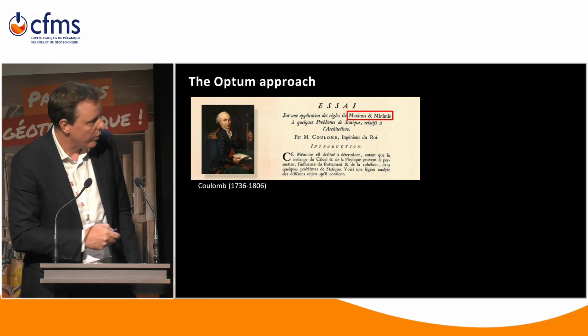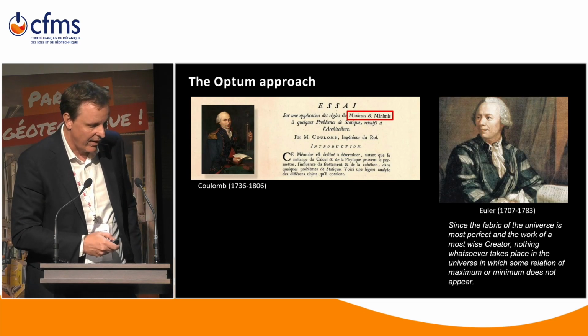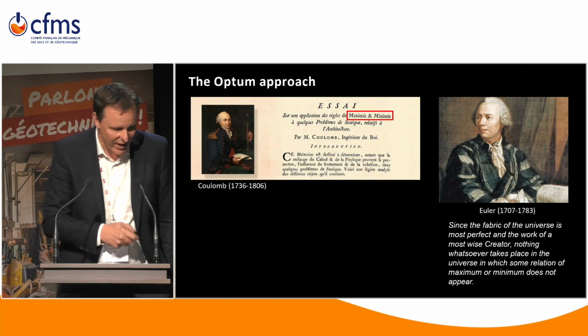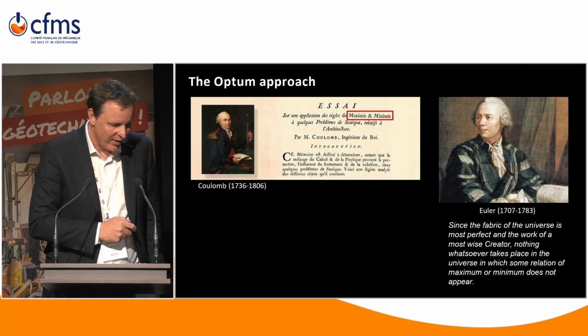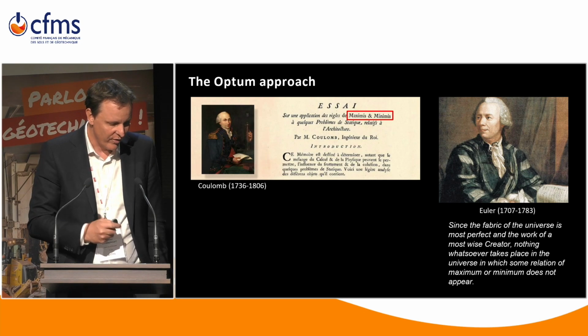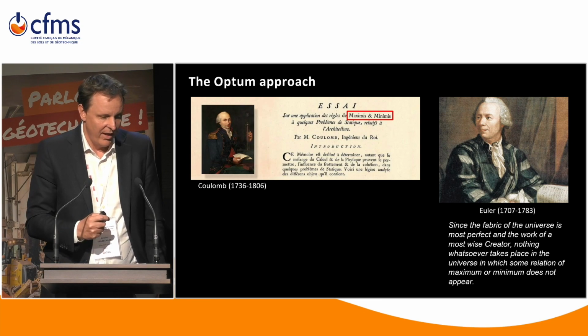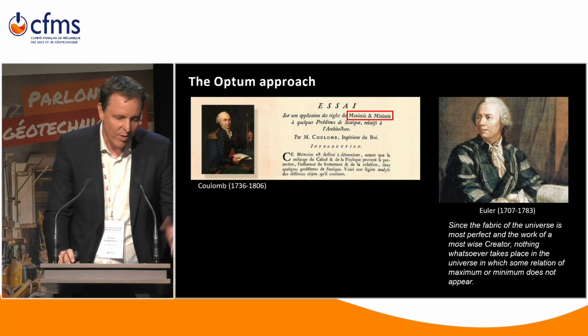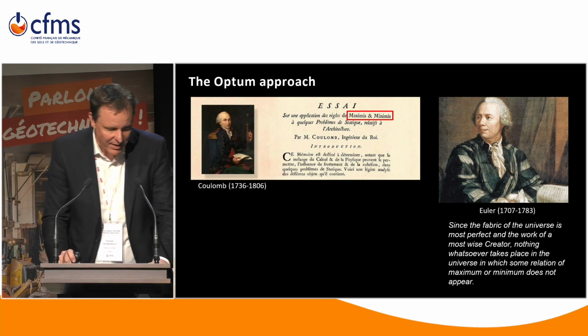There's this very nice quote of Euler that I couldn't hesitate to bring up: since the fabric of the universe is most perfect and is the work of a most wise creator, nothing whatsoever takes place in the universe in which some relation of maximum or minimum does not appear. So that's a somewhat contentious statement, obviously.